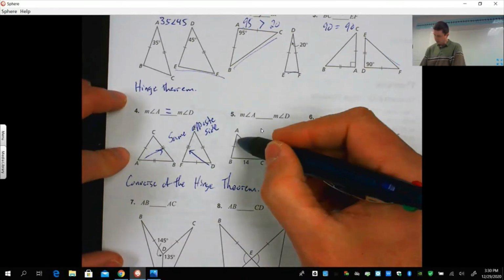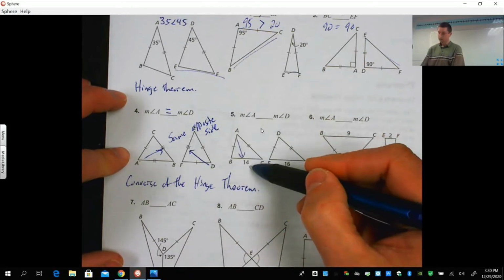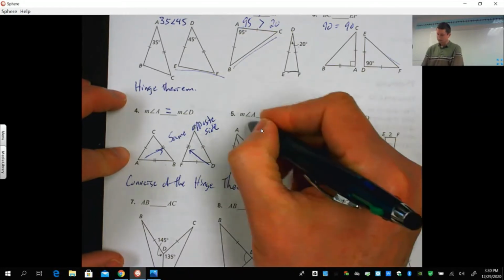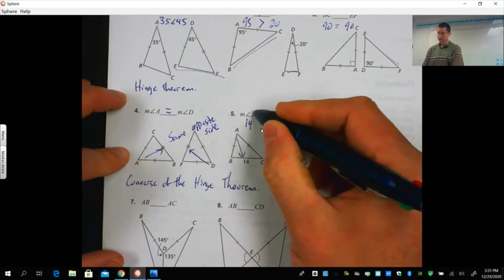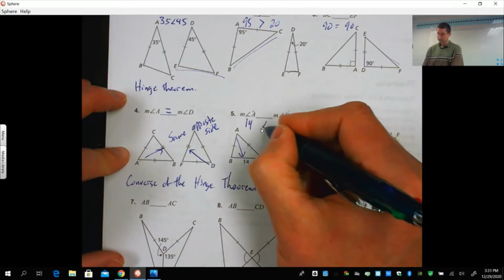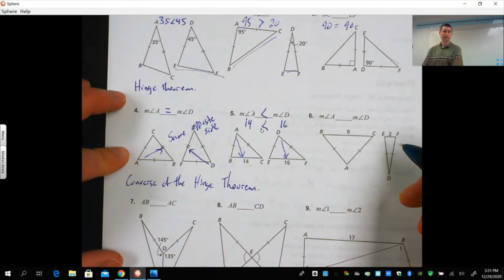Angle A corresponds to 14. Angle D corresponds to 16. So I'm going to put 14 and 16. 14 under the A, 16 under the D. 14 is less than 16, so the measure of angle A has to be less than the measure of angle D.